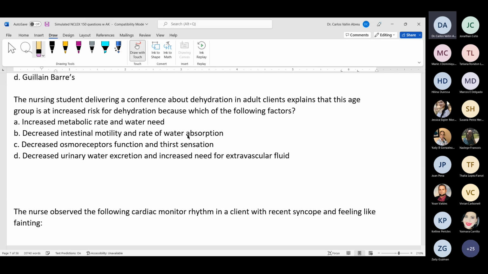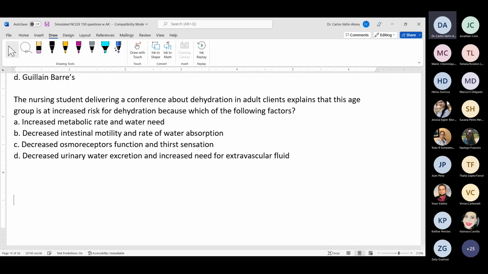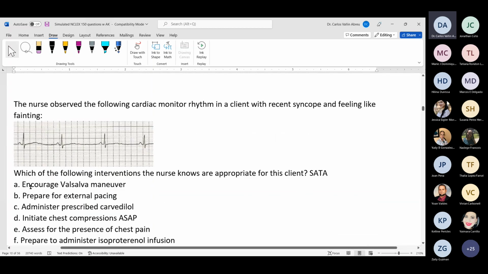The other reason is that we concentrate the urine less efficiently, so we have increased urinary water excretion. We don't save water in the urine as efficiently as younger people. So we don't respond so well to the antidiuretic hormone as when we were younger.